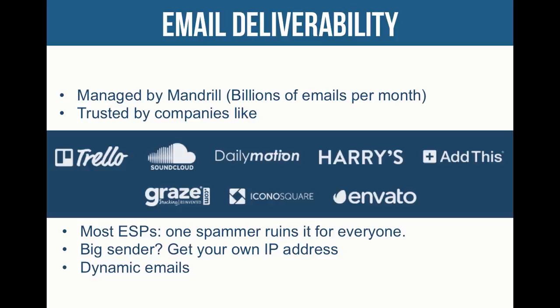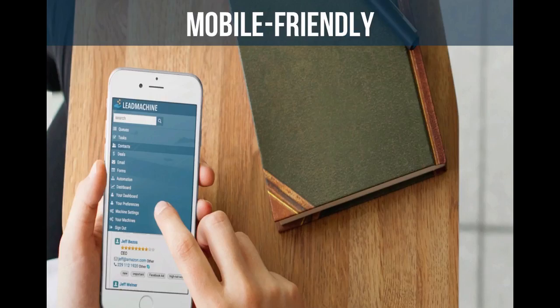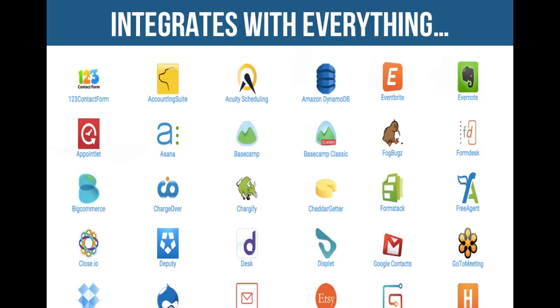And with dynamic emails, because you're sending different content to different people, the big providers, the Hotmails, the Yahoos, the Gmails, say, well, actually, this isn't bulk mail because it's all different. So that does great things for your deliverability. Lead Machine's mobile friendly and it integrates with everything.